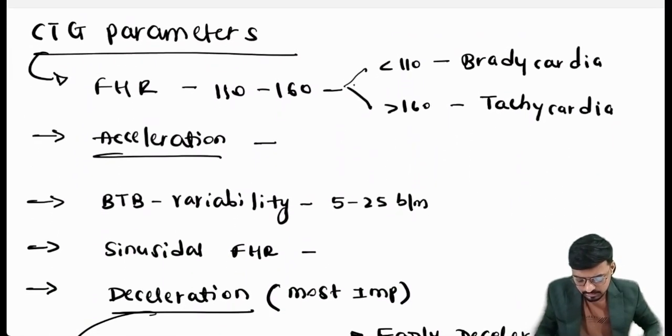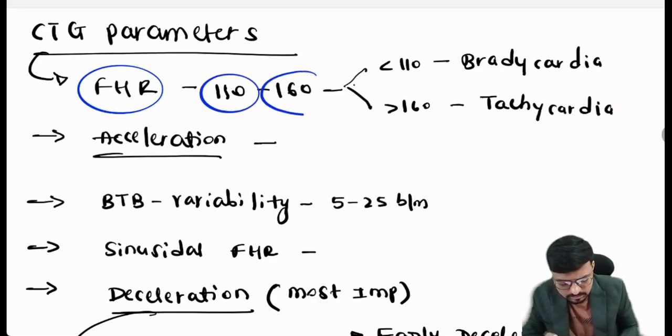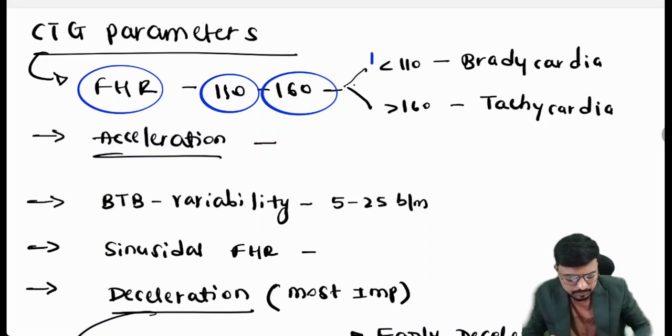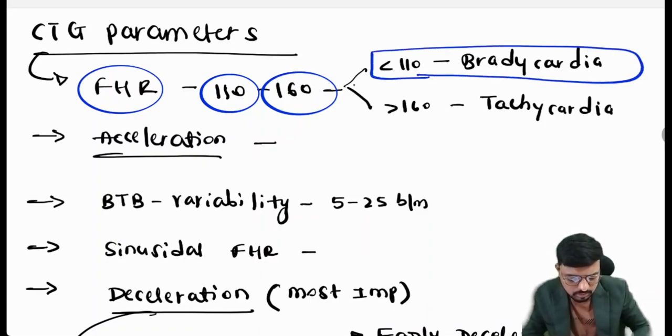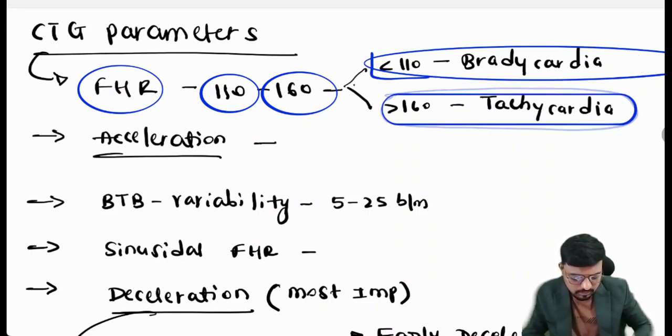The parameters of the CTG, the cardiotocography: the fetal heart rate we have to monitor should be between 110 and 160 beats per minute. If it is less than 110 beats per minute, we call it bradycardia, and if it is more than 160 beats per minute, we call it tachycardia.